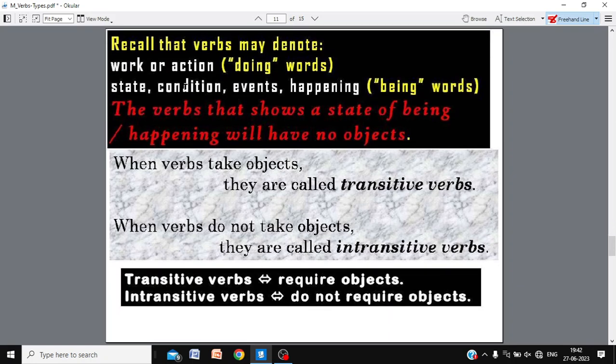So we can recall that verbs may be work or action, doing words, state, condition, events happening, being words. Doing words and being words. When verbs take objects, they are called transitive verbs. When verbs do not take objects, they are called intransitive verbs. Transitive means with objects, intransitive means without objects. Transitive verbs require objects and intransitive verbs do not require objects.